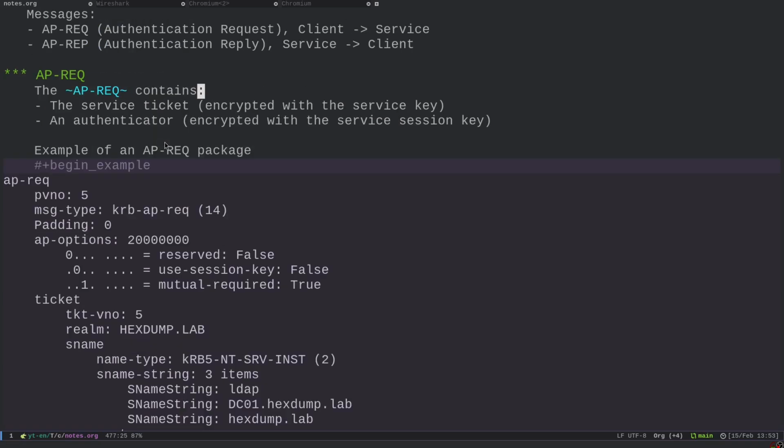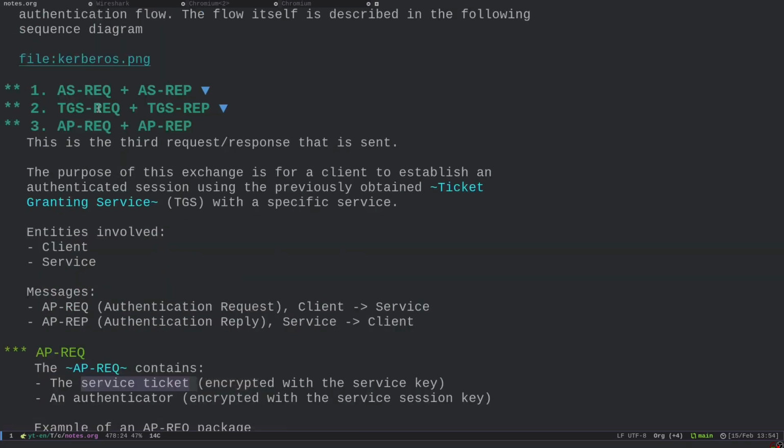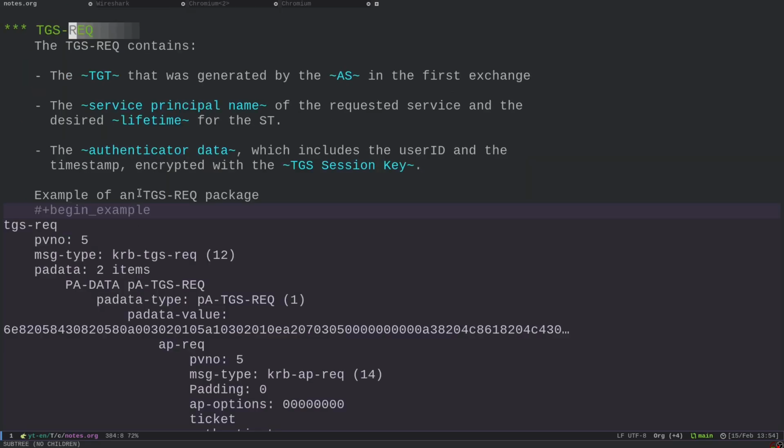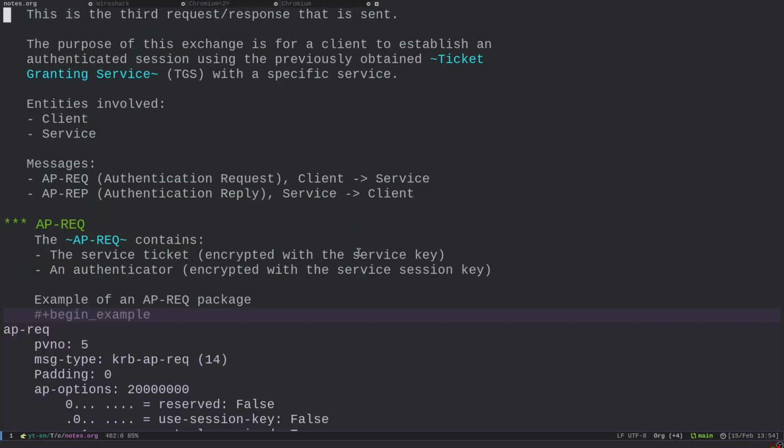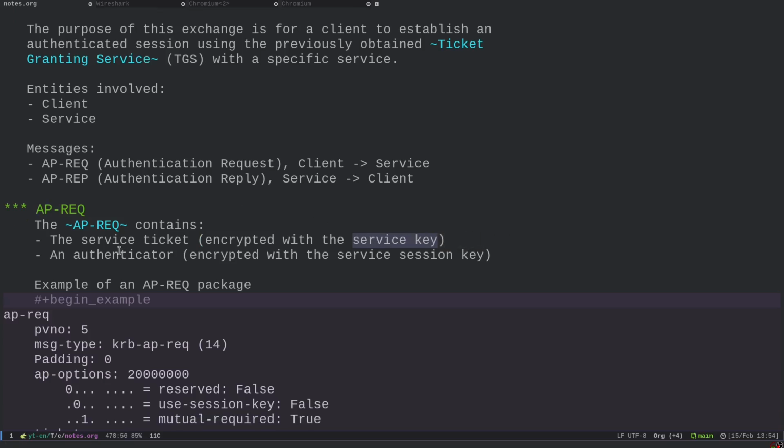The AP-REQ contains the service ticket that was obtained by the TGS, which was encrypted with the service key. So once again, the user cannot see this ticket, so see the similarity. In the TGS request, the user sent the TGT, which he couldn't see because it was encrypted by the KDC secret key. Now it's sending the service ticket, which he cannot see because it is encrypted with the service key. And then an authenticator. The authenticator is encrypted with the service session key, and it contains data that the service can use to authenticate the client.